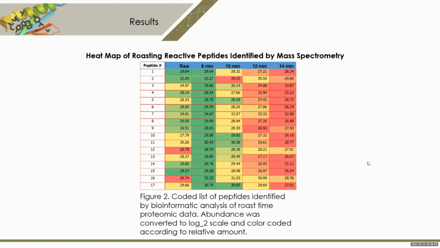Right, this chart shows the data for 17 peptides, giving the relative abundance across the different roasting time treatments. We identified the most reactive and abundant peptides. In this particular set, showing at the 8-minute mark, the abundance is shown all in green.